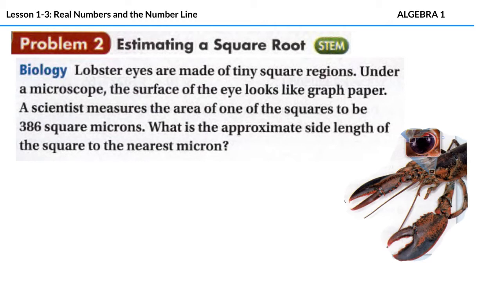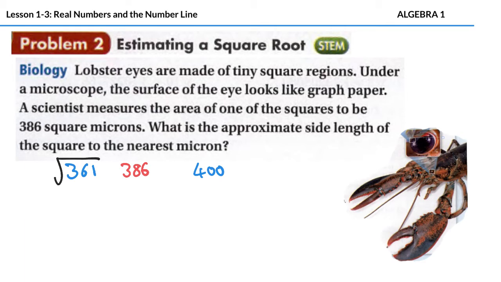Now, if you observe, the perfect squares closest to 386 are 361 and 400. These are the perfect squares that are closest to 386, because 386 is not a perfect square. So what is the square root of 361?